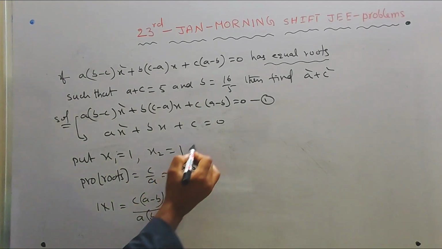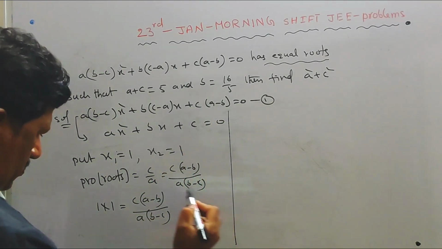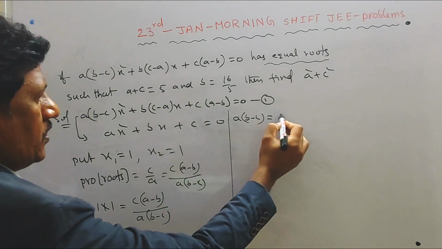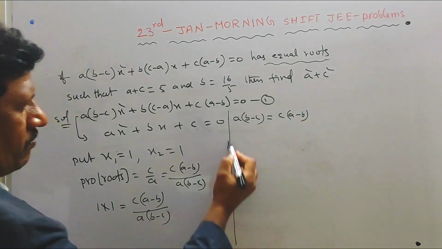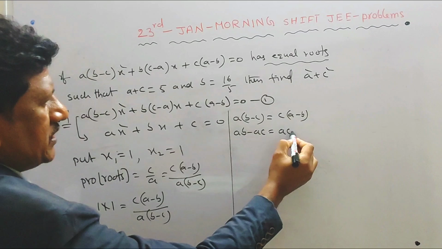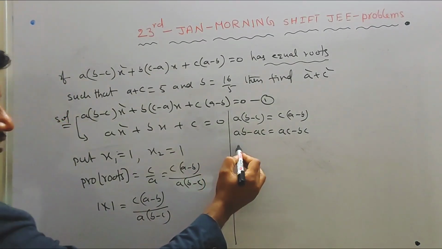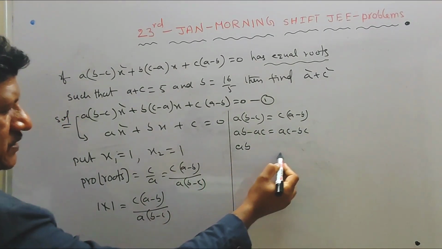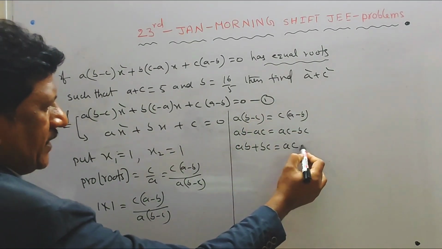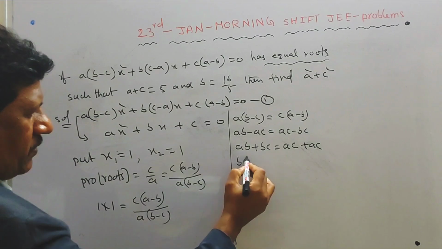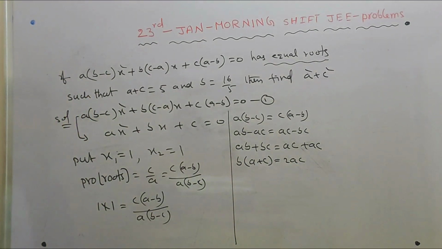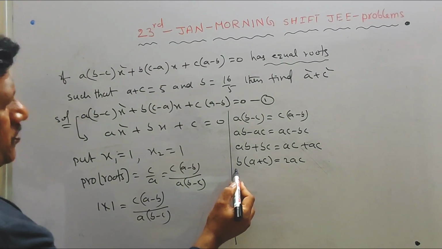If you do cross multiplication, you will get a(b minus c) is equal to c(a minus b). Multiply a inside the bracket, ab minus ac is equal to ac minus bc. So here ab, bring this minus bc, plus bc is equal to ac, send minus ac, plus ac will come. Here b common, so you will get b(a plus c) is equal to 2ac.